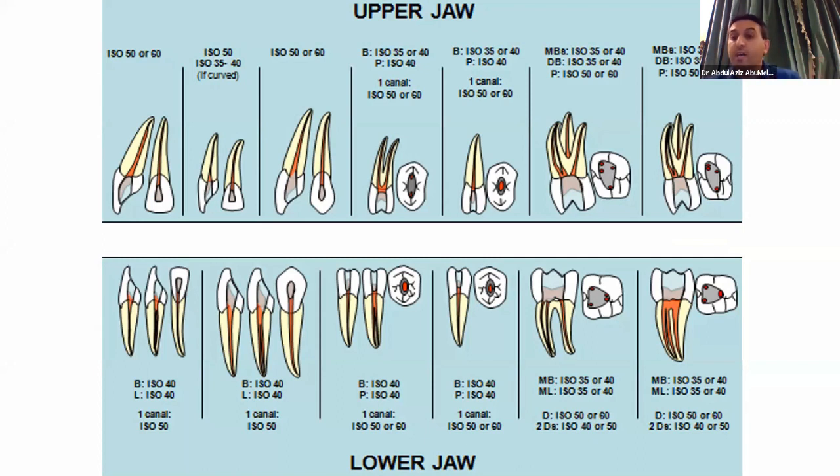Is there a size for the apical preparation? Yes, there is a minimum size for apical preparation: at least size 30. Why size 30? Because of the need for irrigation; the apical preparation must be at least 30 for the irrigant to reach that area. But does that mean 30 is the maximum? That's the minimum, but it's not the maximum.